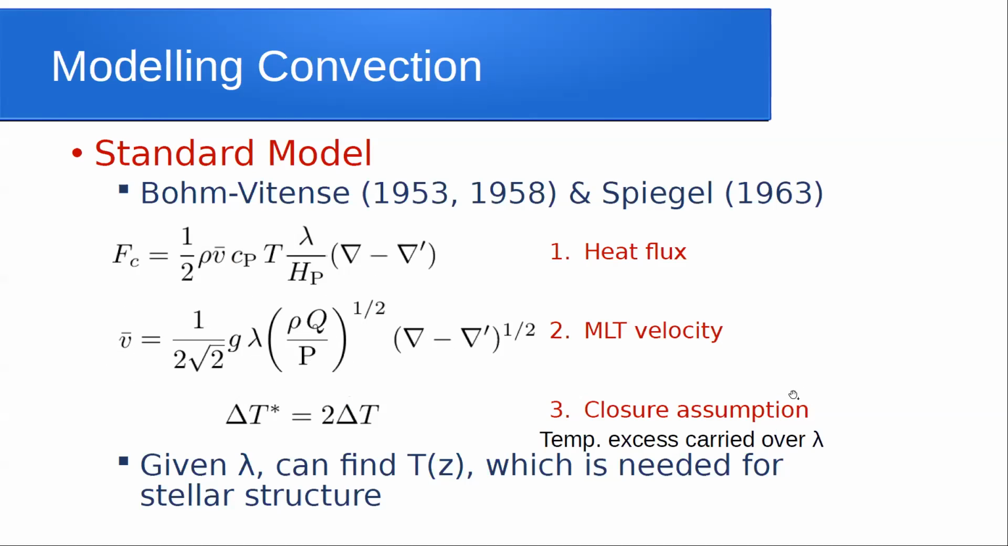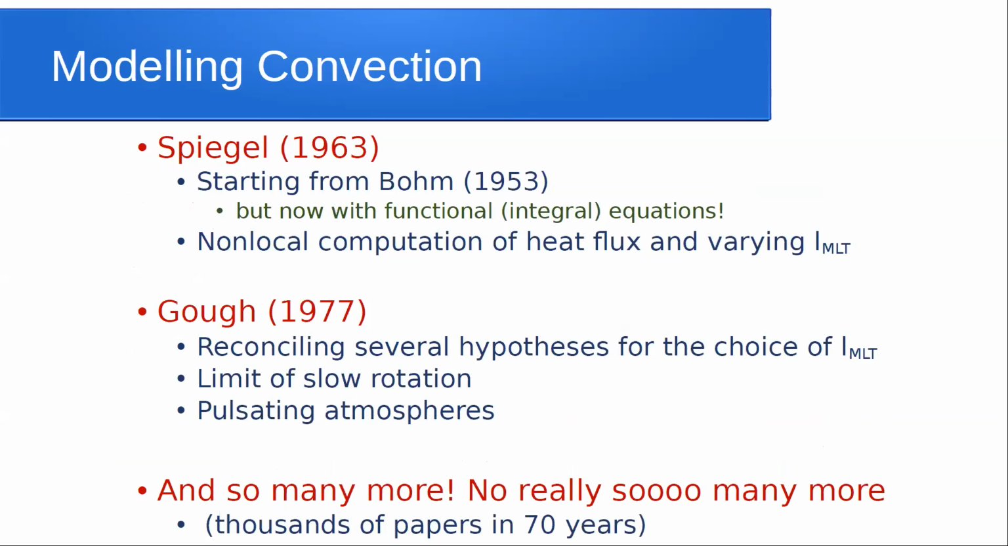Now there's one more assumption, and this one kind of gets glossed over sometimes, and it's really the closure assumption of this model, and that is to look at how much excess heat is carried over this distance lambda relative to the change in the background state. And Böhm-Vitense set this to just 2 times the background state. So if any of you are curious where that 2 came from in the equation, well, that's where it came from. It's just a choice, but one based on some experiments and a little bit of theory.